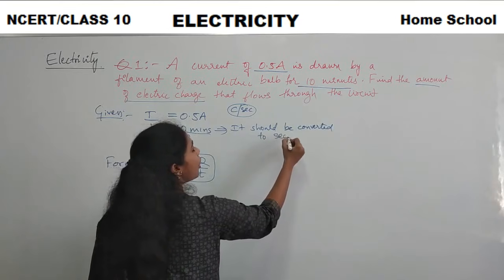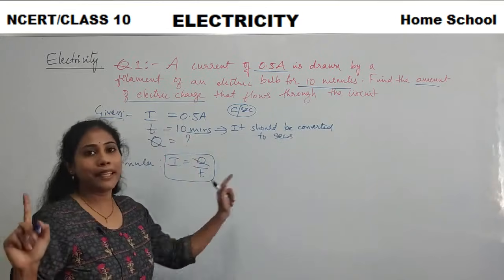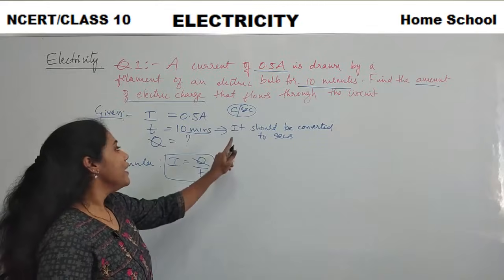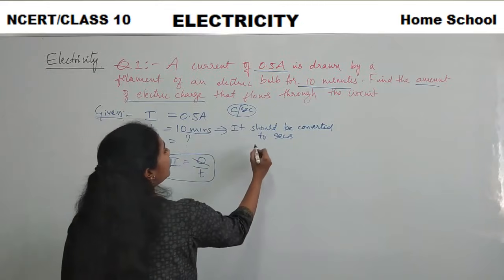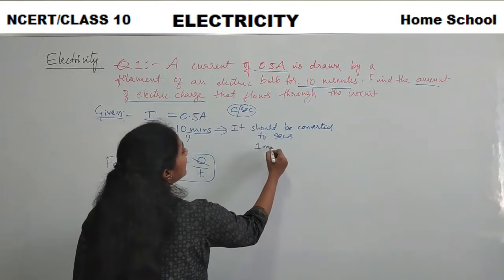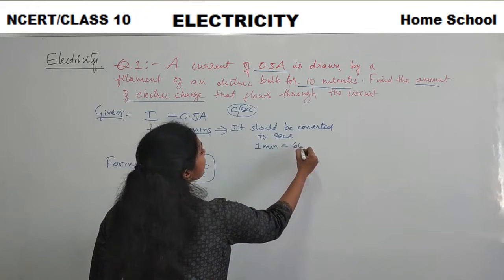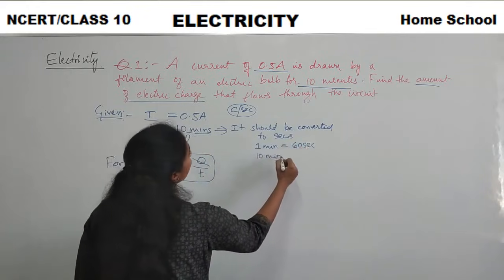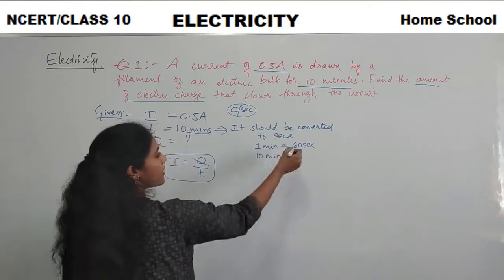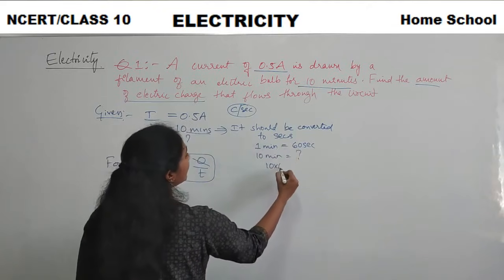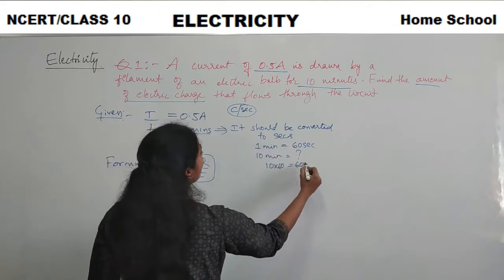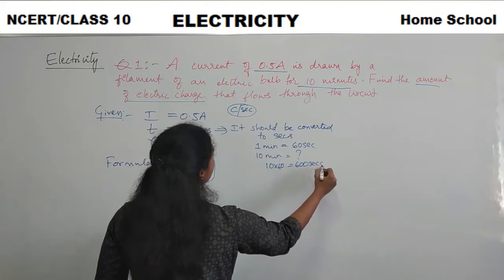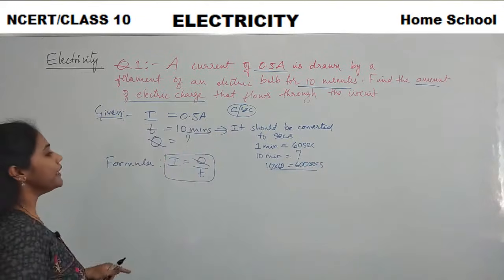This is where a lot of people make mistakes. So 10 minutes: we all know 1 minute is equal to 60 seconds. Right? So 10 minutes is equal to how much? Cross multiply 10 into 60, that is 600 seconds. Right? So now you put it in the formula.